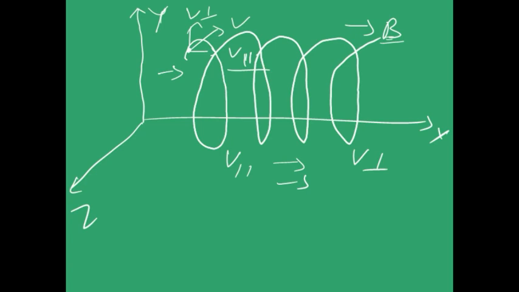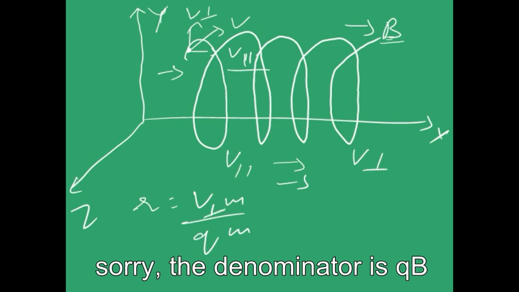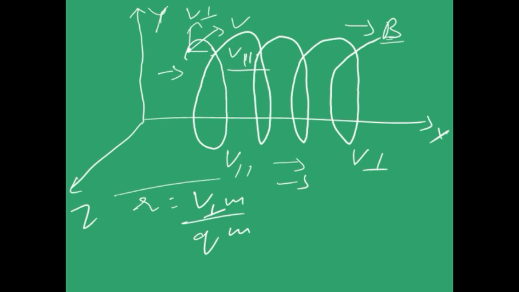Now, similar formulas work for this also. The radius is given by mV over qB, right? Here it is only due to the perpendicular component, so you have to place V perpendicular here, not the whole velocity. This gives you the radius of this helical path, and there is something called the pitch.